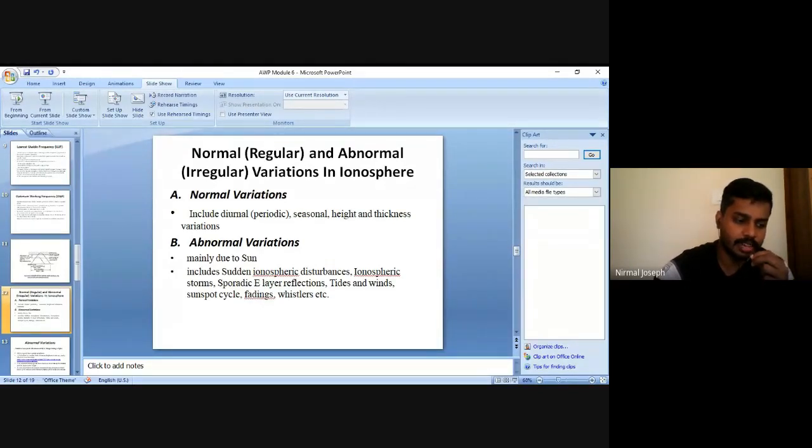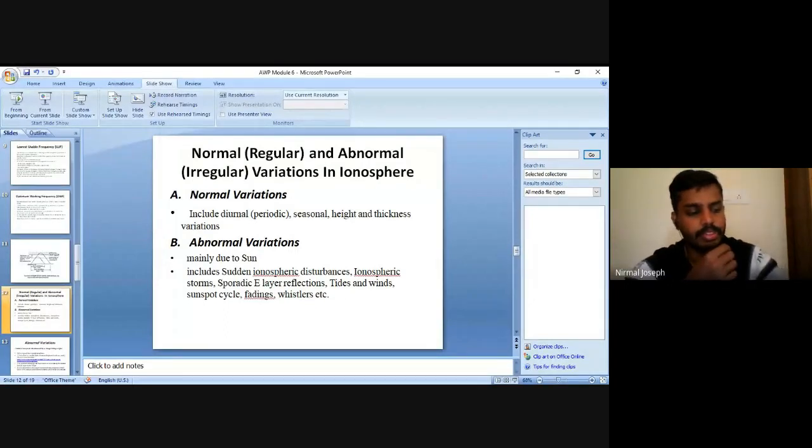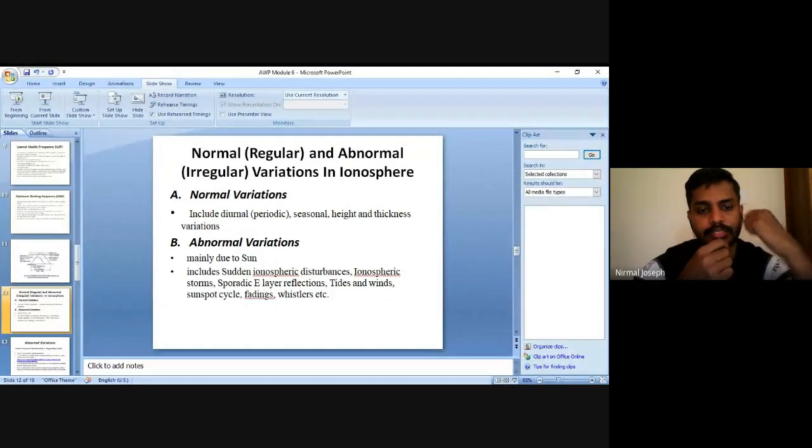That means conditions in the ionosphere vary throughout the day with the angle of the sun's rays, and in addition, they vary quite regularly with the season of the year. Those variations we are calling normal variations. Then the second one, abnormal variations. Abnormal variations means they are unexpected.